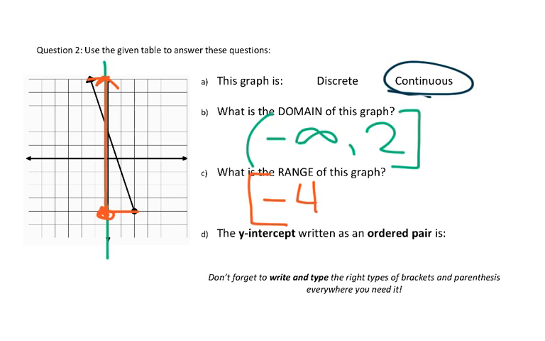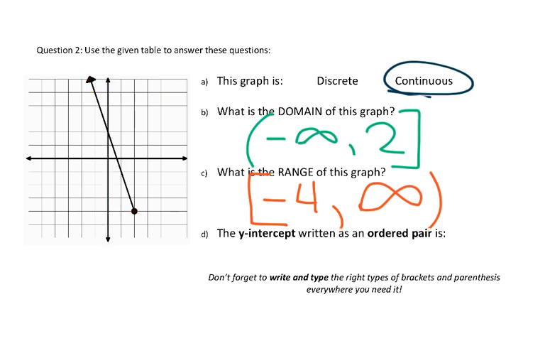When I get to the top, though, it's got an arrow. Arrows mean that it keeps going. So that means it is going to infinity. And because it's going up, that would be positive infinity. So I'm going to use positive infinity. I'm going to use a parenthesis there because I can't be equal to positive infinity because that's not a number.